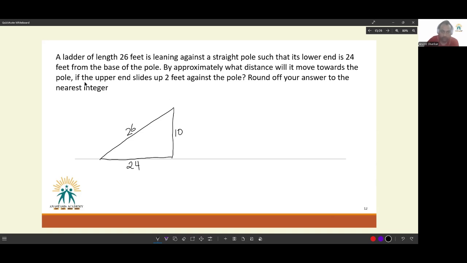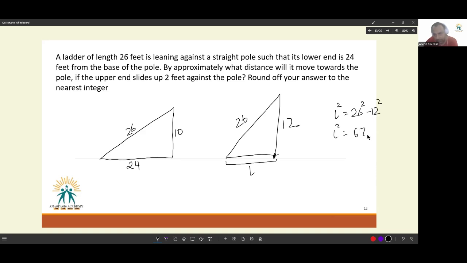Now, if the upper end slides up 2 feet against the pole. So now we are at this situation. See, this is still 26. Previously, it was at a height of 10. Now it is at a height of 12. By approximately what distance will it move towards the pole if the upper end slides up 2 feet against the pole? So we have to figure out this length, and we have to figure out the difference. Whatever length we get here, difference between 24 and L. L square will be given by 26 square minus 12 square.